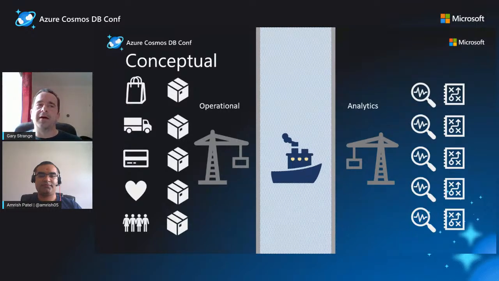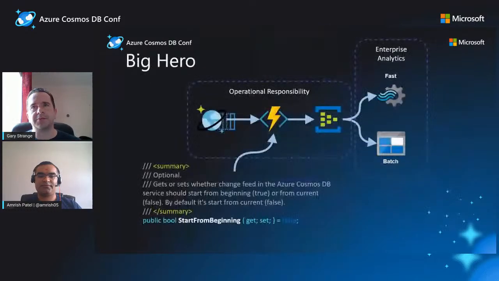And then in the next slide, I'm going to talk to you about how Cosmos ended up being quite a big hero in delivering a sort of cloud-based solution to that conceptual design. So I'll just talk through the architecture here through this high-level diagram. So Cosmos DB on the left there, backing our mission-critical, highly available microservices. And then we can access that change feed, as Amrish mentioned.